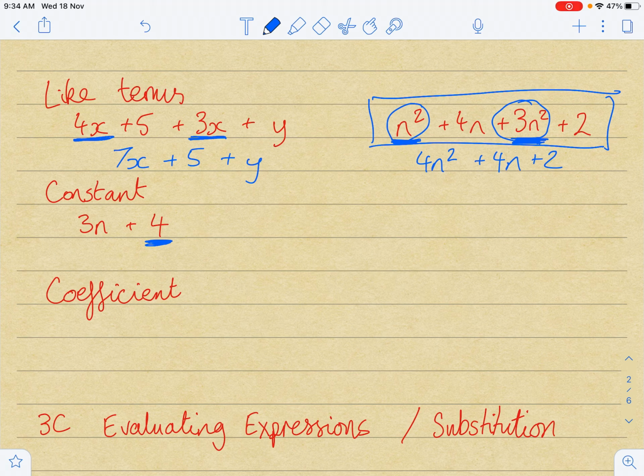This here, coefficient, useful one to know. It's basically the number in front of a letter, is one way to think of it. So for example, in this example above, the coefficient of n is 3.